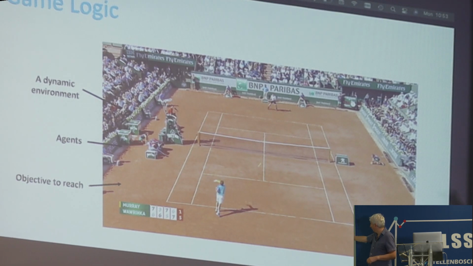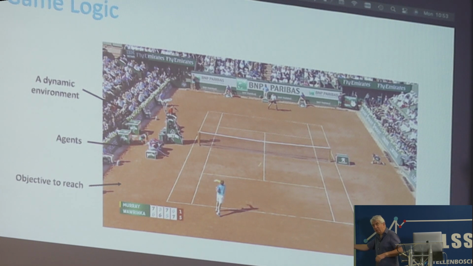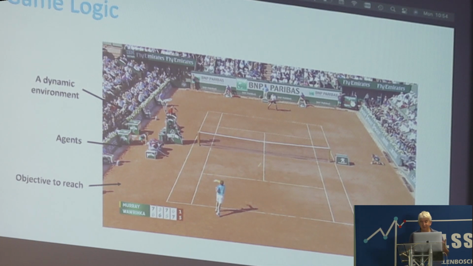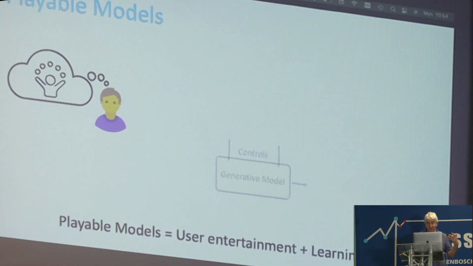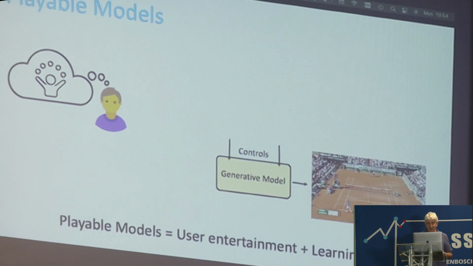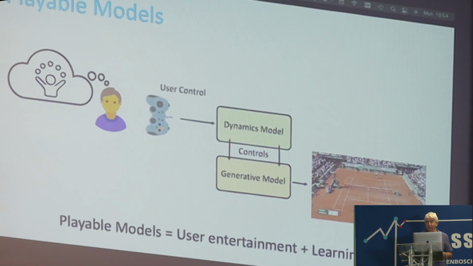For example, if you go to the right, since he's a right-hand guy, he will have to kind of move the hand like this. You know, if you go to the left, he will have to do the backhand, and so on. Also, when he goes to the net, he will have to go with a racket to be high. So these kind of things you would want to put into your model, right? So this is what we are playing with, these playable models in which you have user entertainment plus learning, and have the user control as well.